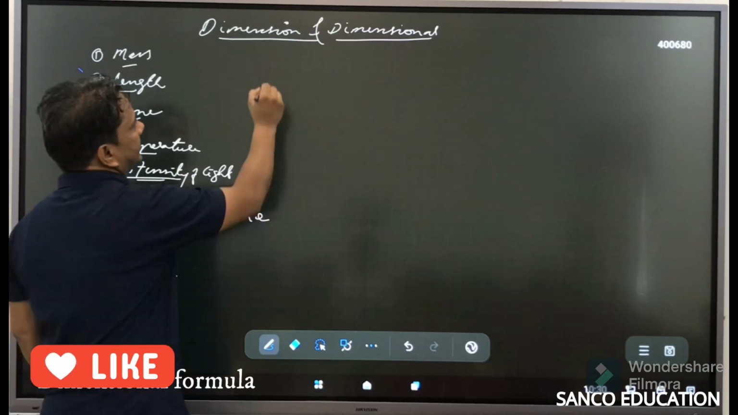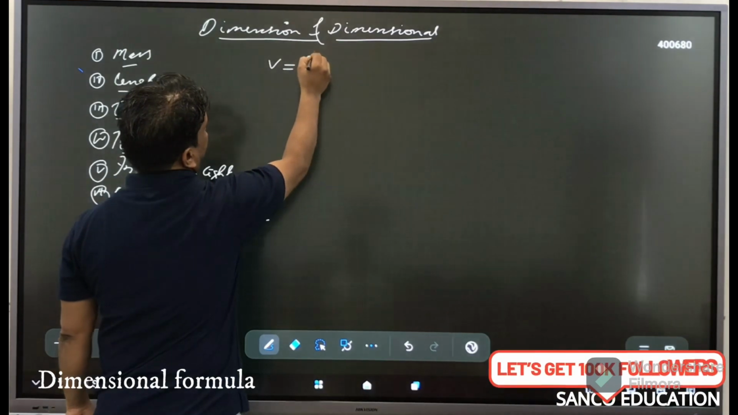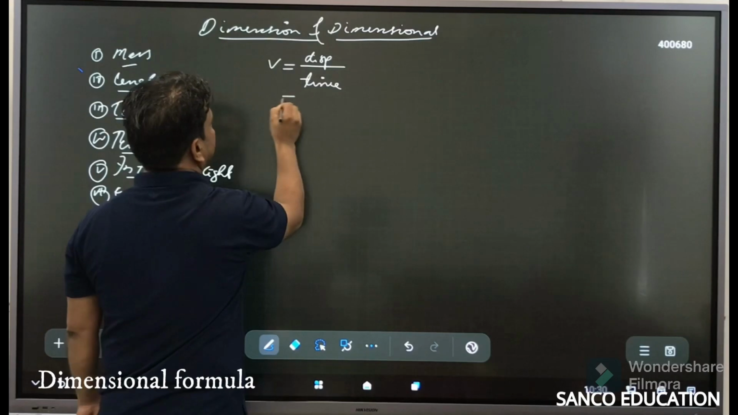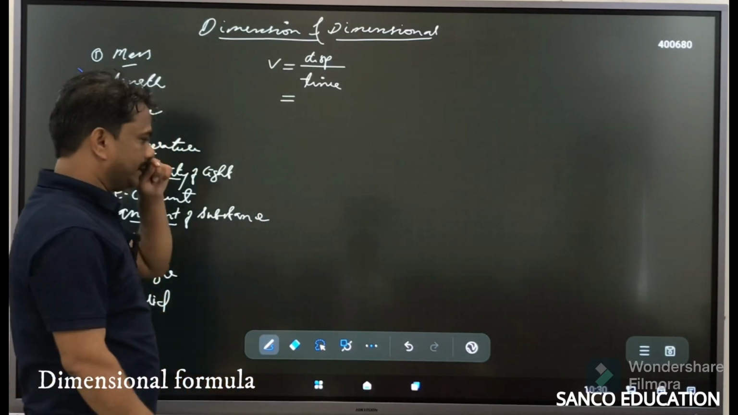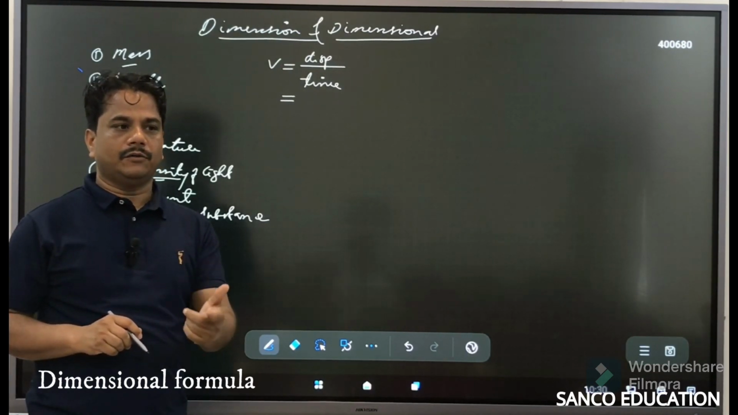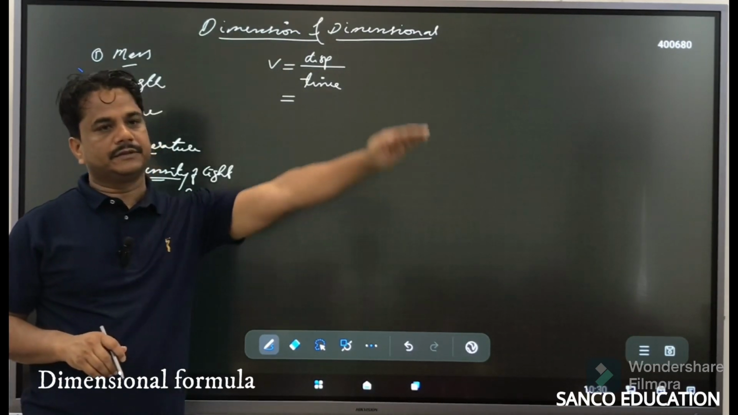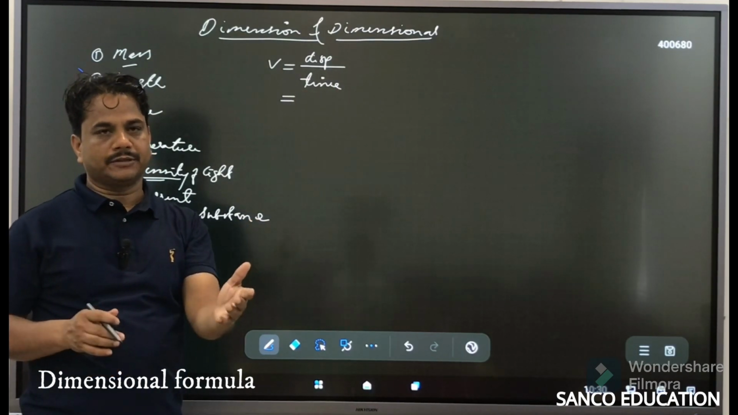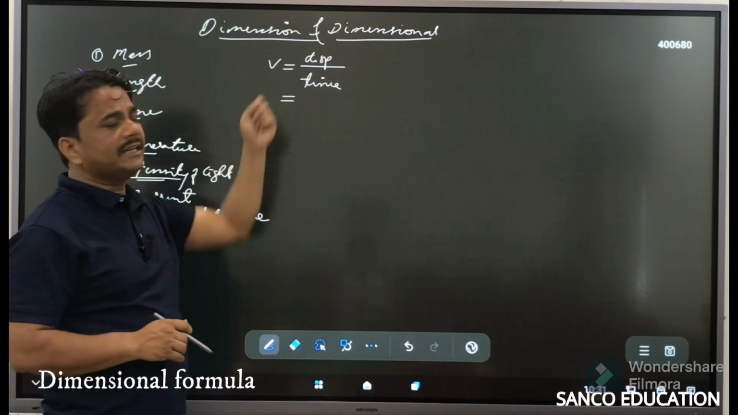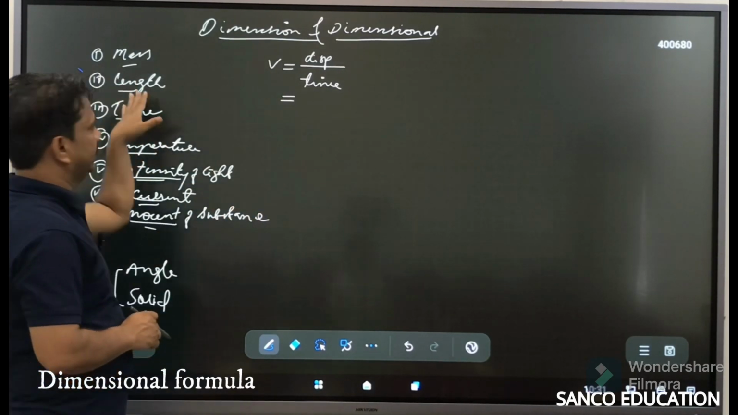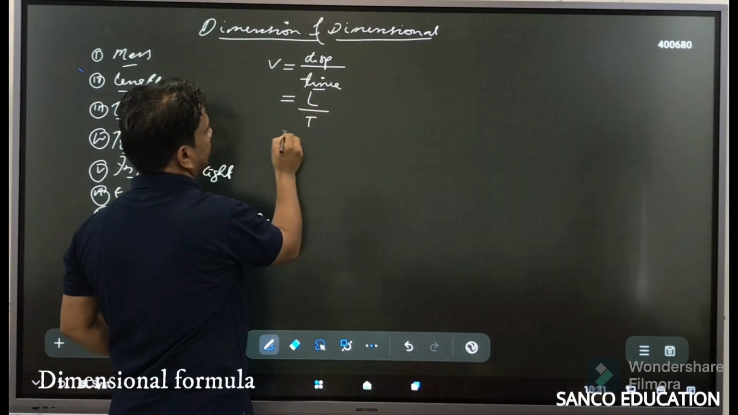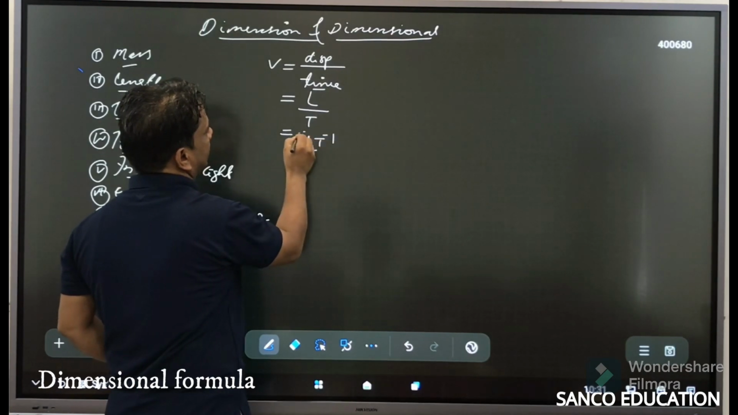For example, in 9th standard you have studied velocity is equal to displacement upon time. What is displacement? When an object moves from one point to another, this is called the displacement. Along a straight path, distance and displacement are equal. So displacement ultimately is the length, and time is coming here. So the representation of this quantity can be this.